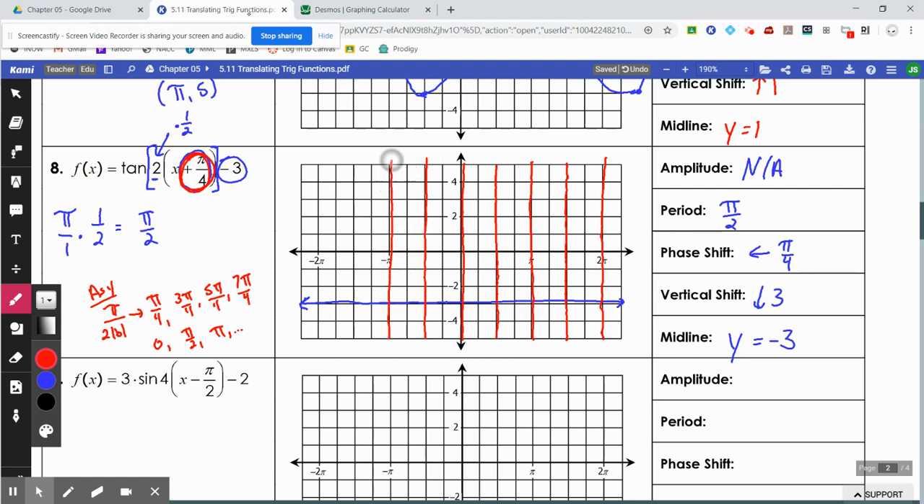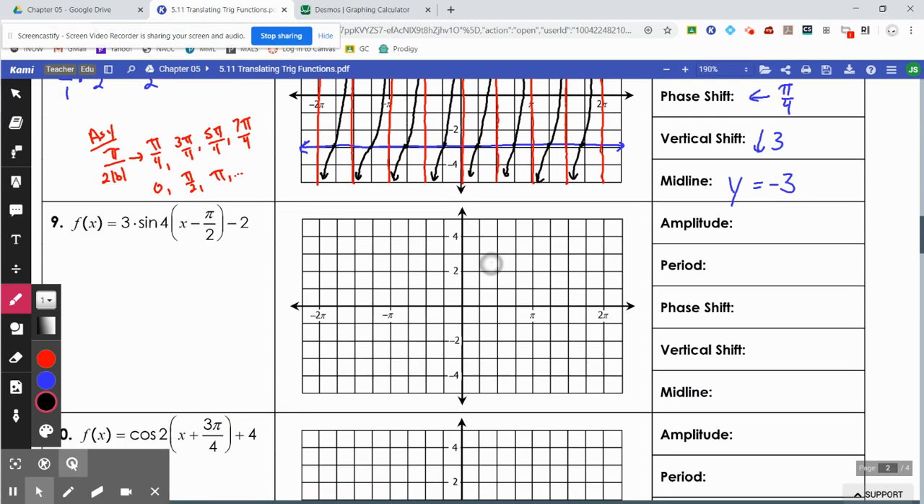Once we have those asymptote lines, we can very easily sketch out what this graph would look like. You can plug in some points if you'd like to, but this has not been flipped. So we know that we can go to our midline, and we can follow those asymptote lines up and down, and our tangent curve will look something like this. Let me pause it and go ahead and finish this out. And here's what your graph would look like.